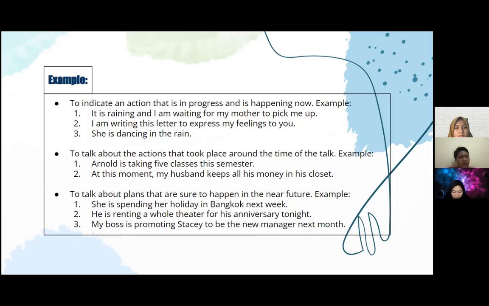The last use is to talk about plans that are sure to happen in the near future. Example, number one: she is spending her holiday in Bangkok next week. Number two: he's renting a whole theater for his anniversary tonight. Number three: my boss is promoting Stacy to be the new manager next month.